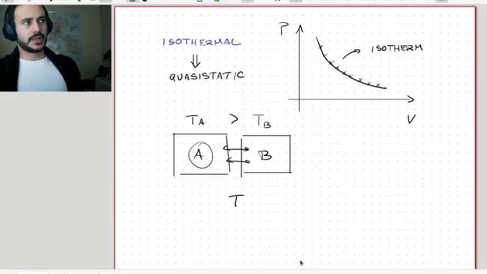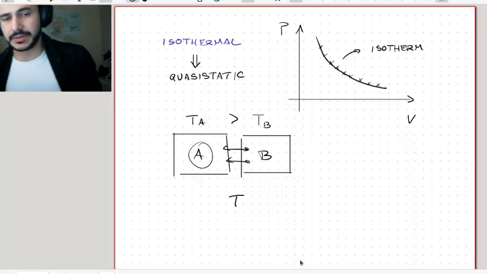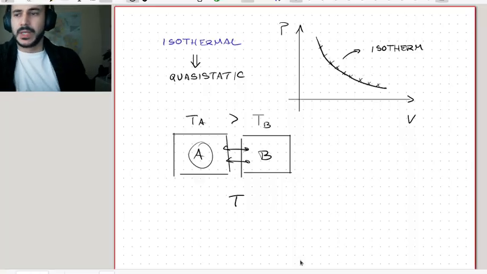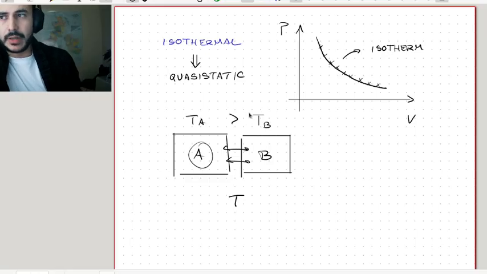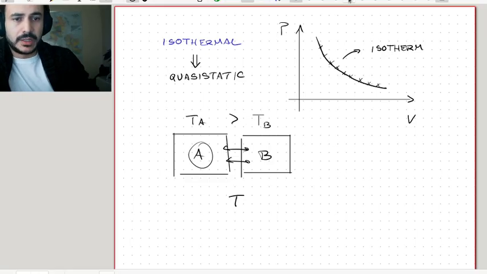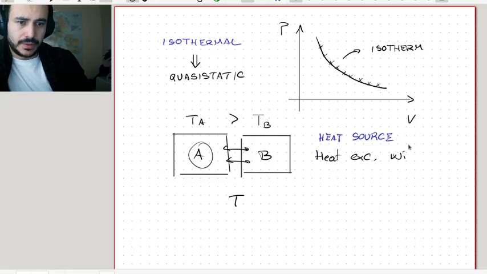So it's like the cup of coffee and the air of this room. Okay, so while the coffee is cooling down, I don't expect to notice that the air has raised the temperature, although that may be true. So in the limit, we say that the heat source is simply a system that can exchange heat without changing the temperature. So let me just write that down. Heat exchanged without temperature change.